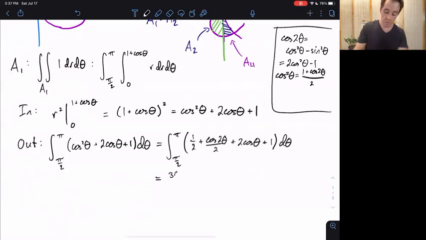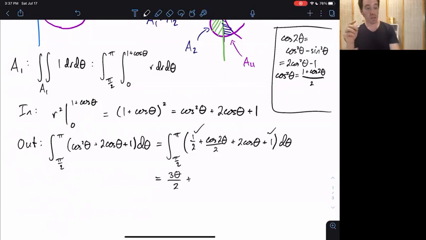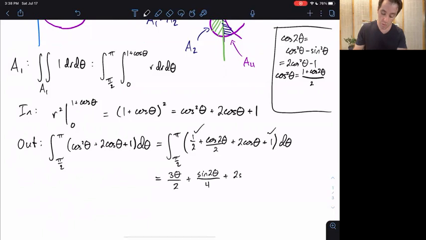antiderivative. This will be 3 theta over 2, so that's that term and that term, plus, and then the antiderivative of cosine is sine, positive sine. This will be sine of 2 theta over 4, because if you take a derivative, that will leave the 2 on the bottom, and then plus 2 sine theta. That's this term and this term. Theta will be evaluated at pi over 2 and pi.